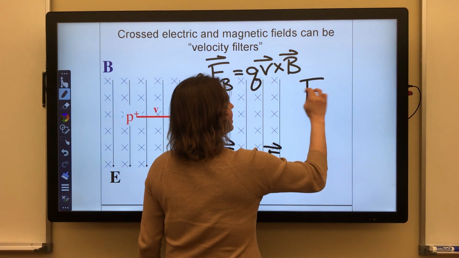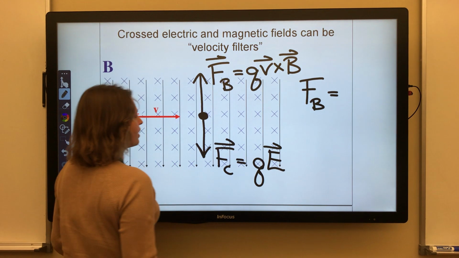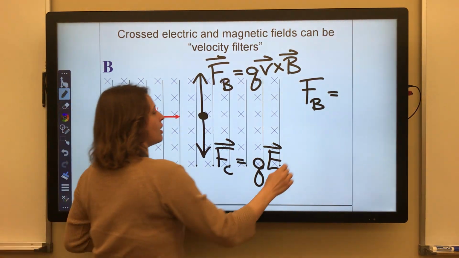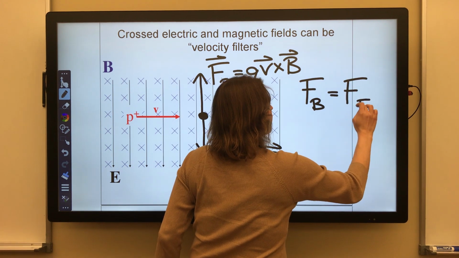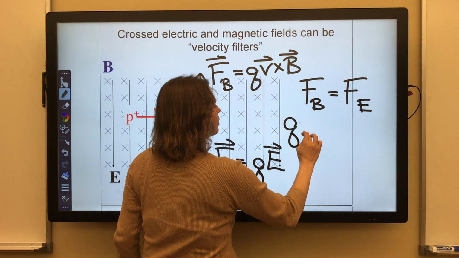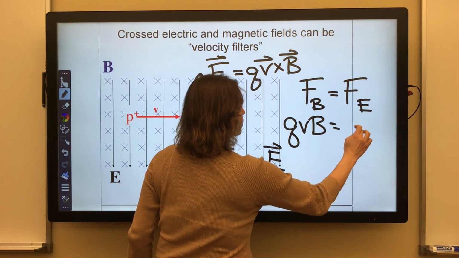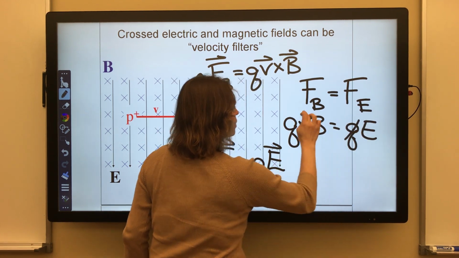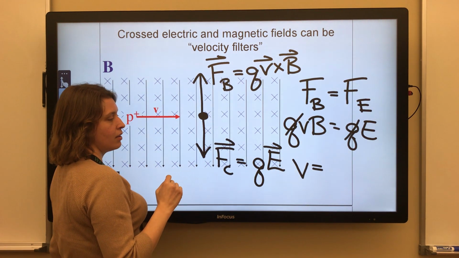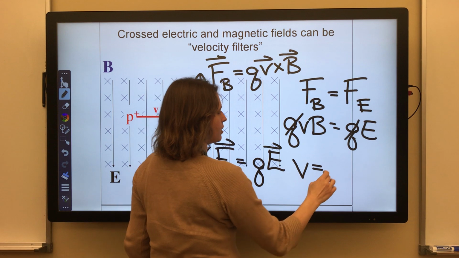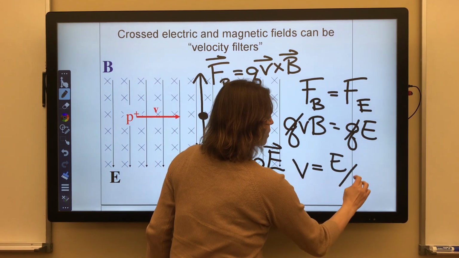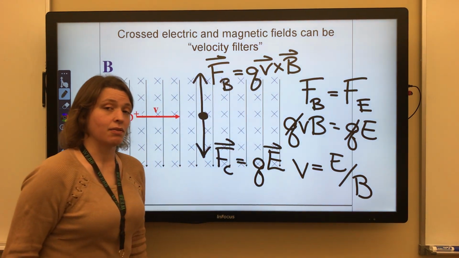We would say that if we have a velocity filter, which means that a particle is going to go through undeflected, then the Coulomb force and the magnetic force balance one another. QVB equals QE. And so we have a specific velocity where particles go through undeflected. And that happens when our velocity is equal to the electric field strength divided by the magnetic field strength.